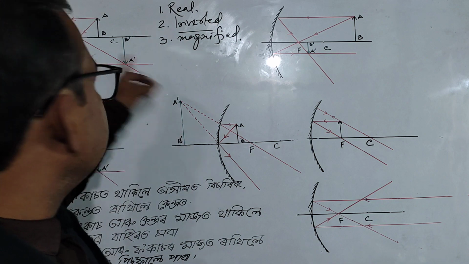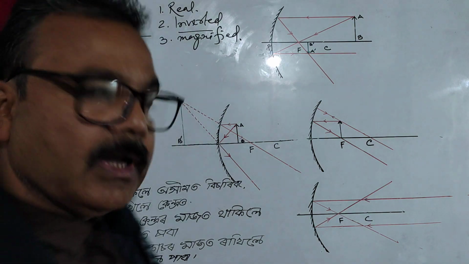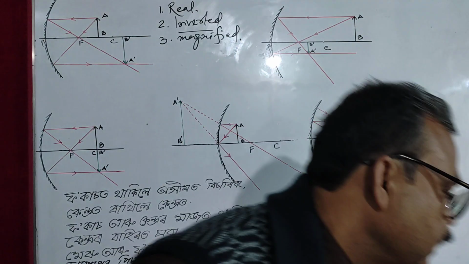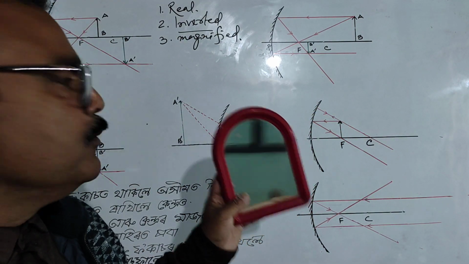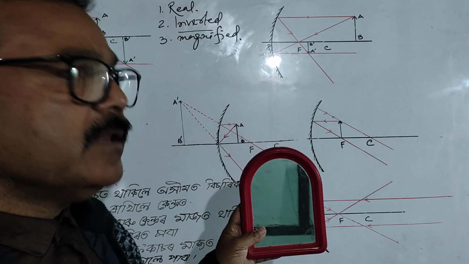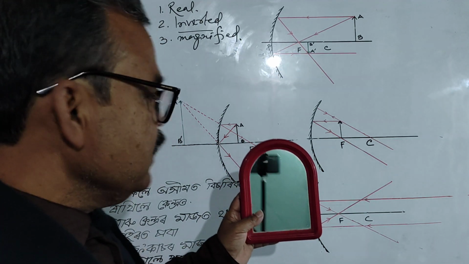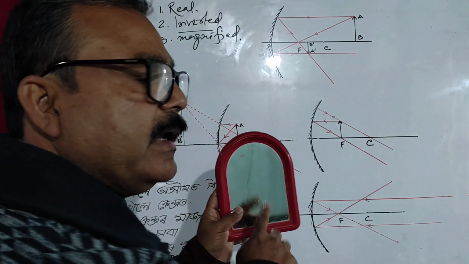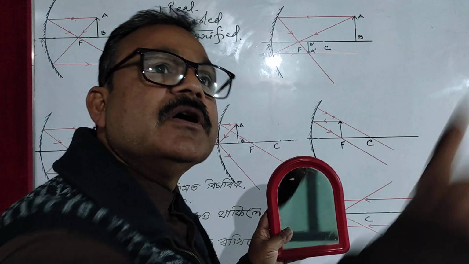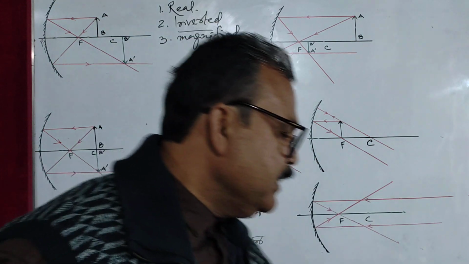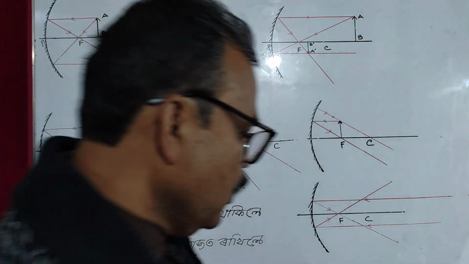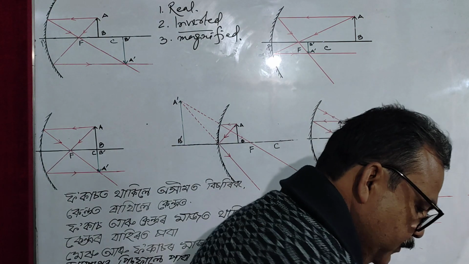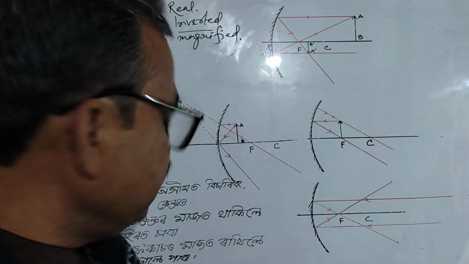And once again, I want to show the real image formed by a concave mirror. Then everything will be clear to you. Already you know that a plane mirror forms a virtual image, and we can't project the image on any screen. Suppose my image is formed behind the mirror, I can't project this image on any screen. But in case of a real image, I can project it on any screen. Okay, let me show it to you, then everything will be clear.